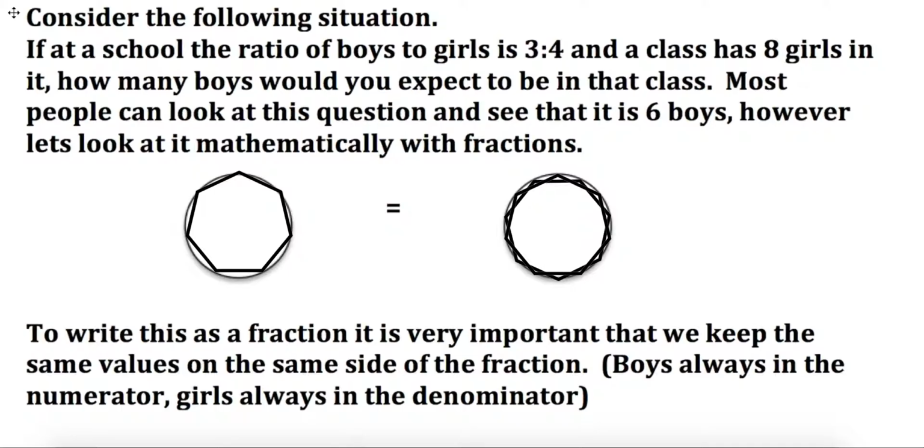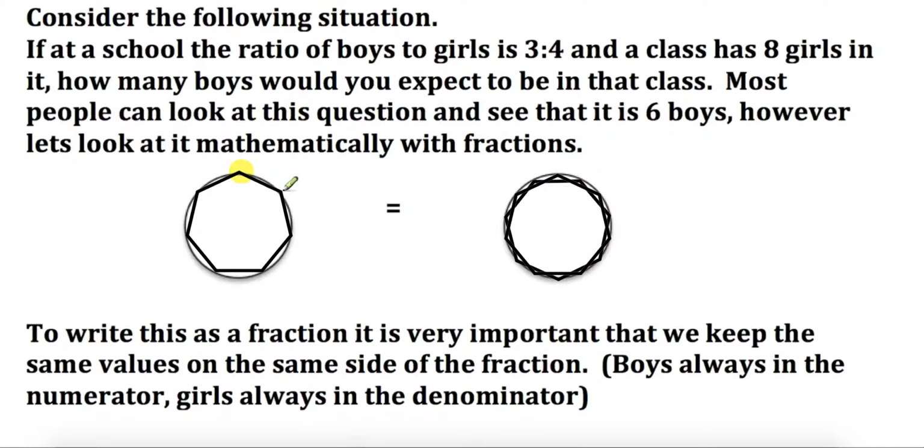We've got a school that has a ratio of boys to girls that's 3 to 4. Now a class has 8 girls. How many boys would you expect to be in that class? Most people can look at this situation and easily see that it's going to be 6 boys in that class. But let's actually look at the situation and figure it out mathematically.